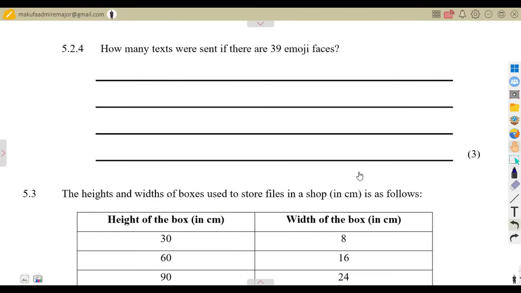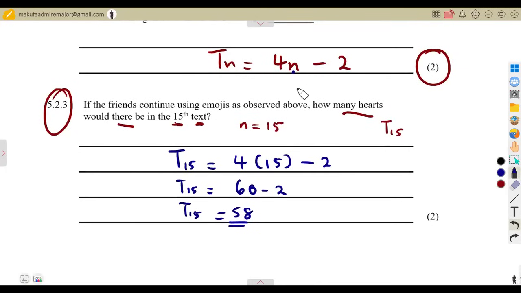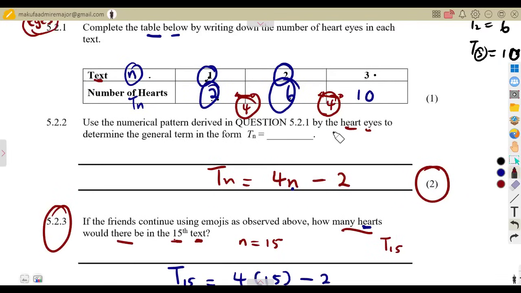Let's check 5.24. How many texts do we have? The texts now were sent if they are 39 emoji faces. Take note, guys, what are we given here? We are given 39 emoji faces. This Tn that you see here is not for the faces. No, it's for the hearts. We created Tn from the heart eyes. Determine the general term Tn. It was from the heart eyes, not the faces.